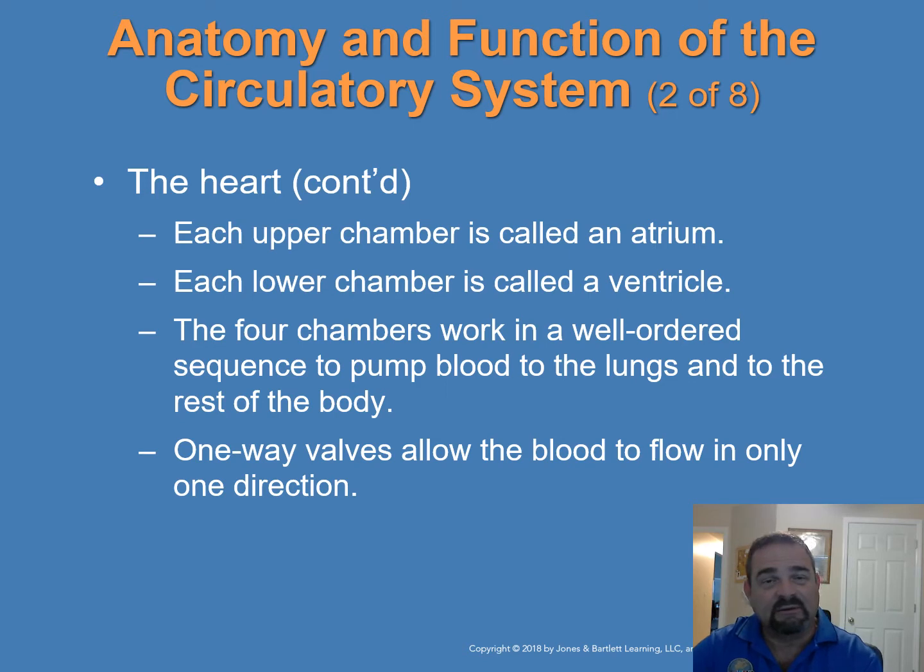Each upper chamber in the heart is called an atrium. The right atrium receives blood from the veins of the body. The left atrium receives highly oxygenated blood from the lungs. Each lower chamber is called a ventricle. The right ventricle pumps deoxygenated blood into the lungs, and the left ventricle pumps highly oxygenated blood throughout the body. The 4 chambers of the heart work in a well-ordered sequence to pump blood to the lungs and to the rest of the body. One-way valves in the heart and veins allow blood to flow only in one direction through the circulatory system.